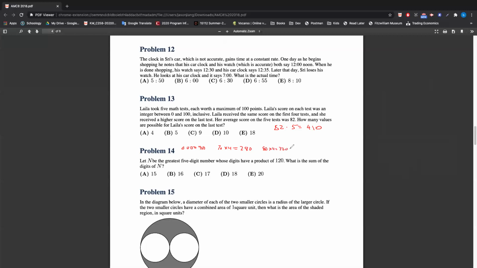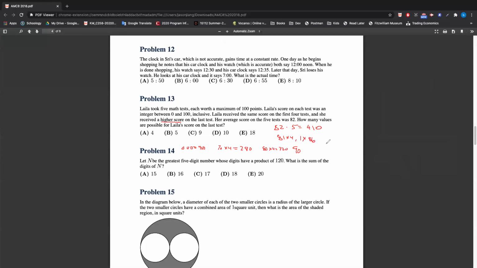That's 320. And that seems to work because the last test would be 90. And this is also nearing the upper limit because we know that 5 82s in a row would not work, because the last test has to have a higher score. So that basically means that the highest possible would just be 4 81s and 186 on the last test.